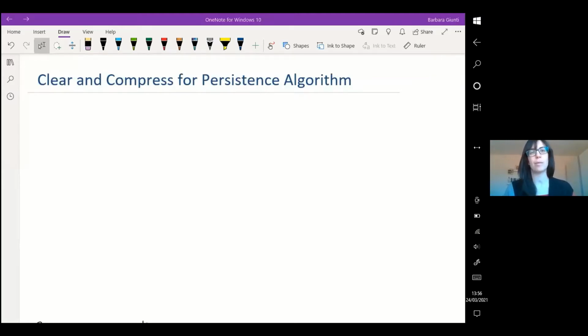Welcome. I'm Barbara Giunti, a postdoc at TU Graz, and today I'm going to talk about the clear and compress optimization for the persistence algorithm.